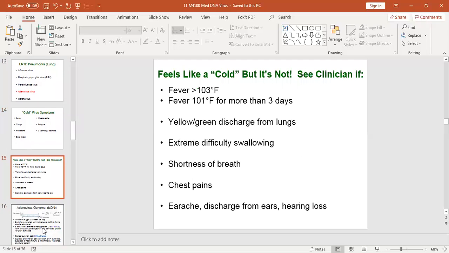Moving to slide number 15. If you have some issues and you think, oh, I may have a cold, but I'm not really sure, you need to see a clinician. If you have a fever that is greater than 103 degrees Fahrenheit, or a fever of 101 degrees Fahrenheit that lasts for more than 3 days, yellow or green discharge from lungs, extreme difficulty swallowing, shortness of breath, chest pains, earache, and discharge from ears, and in some instances, loss of hearing. If you have these symptoms, you definitely need to see a clinician.